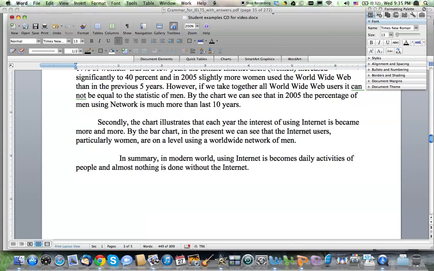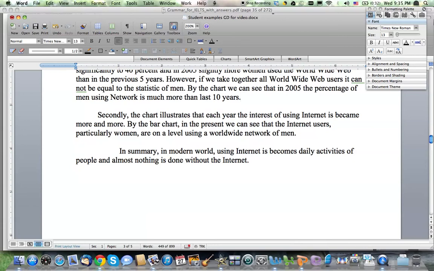By the chart, we can see that in 2005, the percentage of men using the internet is much more than the last 10 years. Should be was much more, because 2005 is in the past. Then in the, once again we're forgetting the last 10 years. And it should be the previous 10 years, because the last 10 years starts with the present. It's 2013, so the last 10 years goes back to 2003.